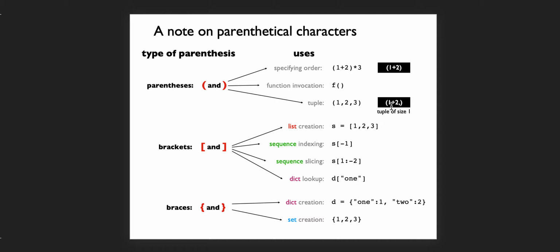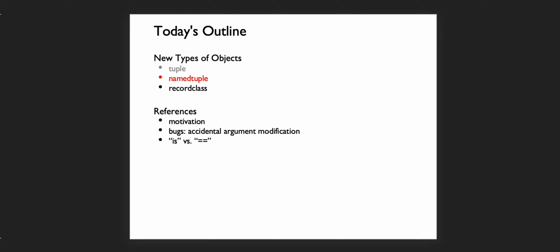So recall that in Python you're actually allowed to add a trailing comma for a list or a set. Similarly, for a tuple also you're allowed to add a trailing comma. That's how Python is able to differentiate between a tuple of size 1 and the parenthesis used for operator precedence. All right, so we have talked about the data type tuple.